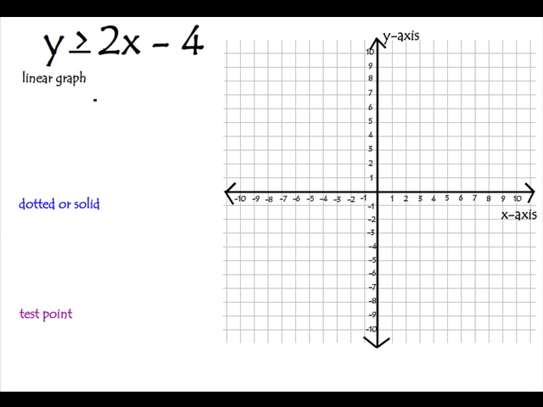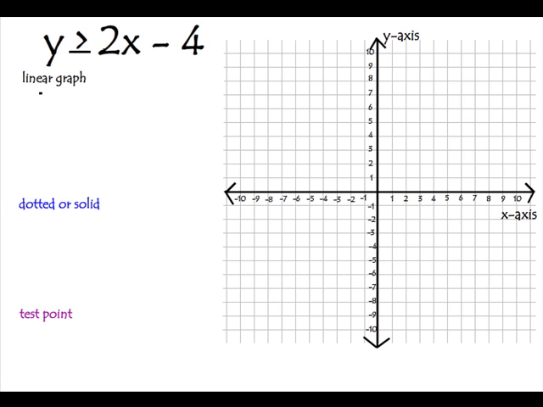Let's graph the linear inequality y is greater than or equal to 2x minus 4. There's actually 3 parts we need to do. First, we're going to graph it as if it was a linear equation, so we're going to make a linear graph. Next, we need to determine whether that line is a solid or a dotted line. Finally, we're going to find a test point that's going to tell us which side of the line to shade.